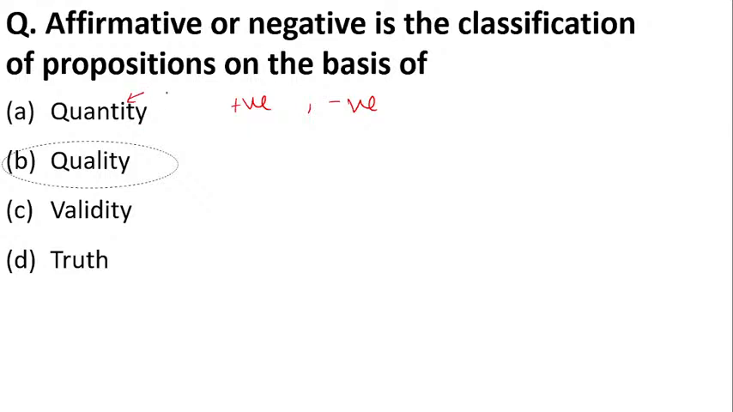While quantity tells all, no, some. All these words tell you about the quantity. Now, validity of the argument. You remember the validity? How do we see the validity? We draw it in the Venn diagram. In the Venn diagram, we see the premises and then we draw something like this. So this tells about the validity of the argument. But if you are talking about positive, meaning affirmative and negative, it is quality.